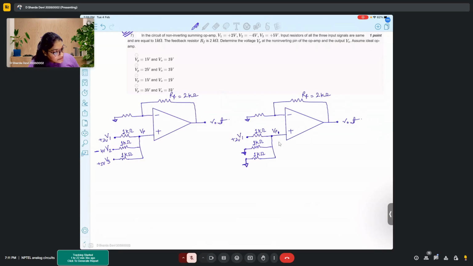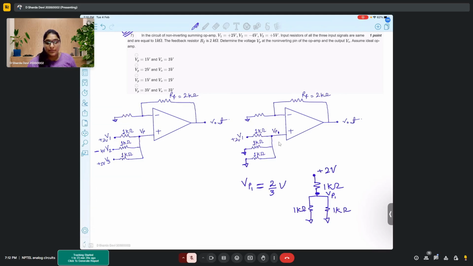So VP1. Now what is the value for VP1? This is basically 1 kilo ohm, 1 kilo ohm, 1 kilo ohm, ground. At this point you have VP1 and here you have plus 2 volts, right? This is the circuit. So how much is the VP1 that we observe? It is 2 by 3 volts, correct? It's 2 by 3 volts, right? Any doubts in this?